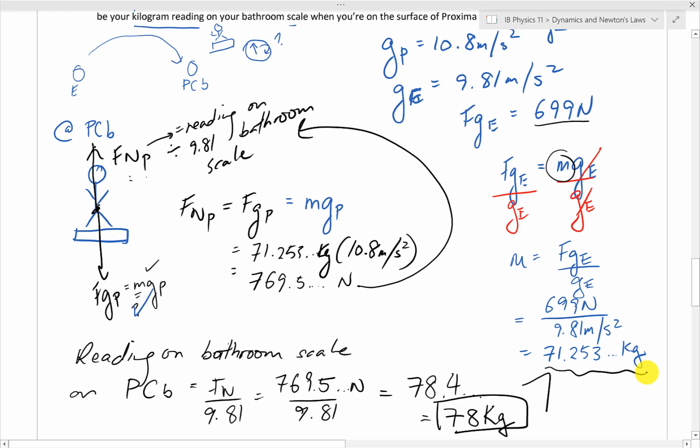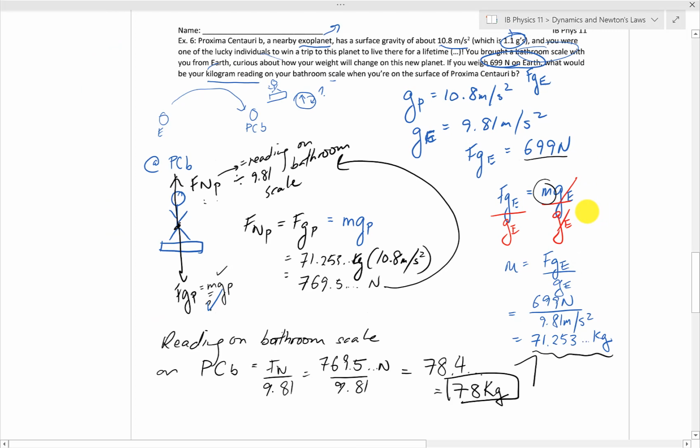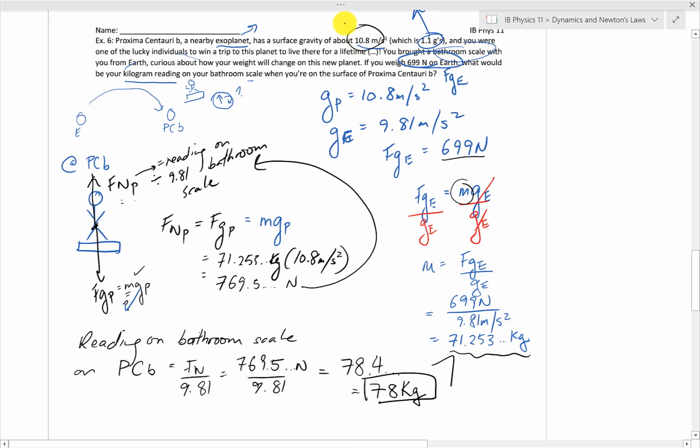That makes sense, because if you did take this bathroom scale to Proxima Centauri with a stronger gravitational force, you would get a larger reading on your scale. And of course, it is not your actual mass, but it would be what you would read.